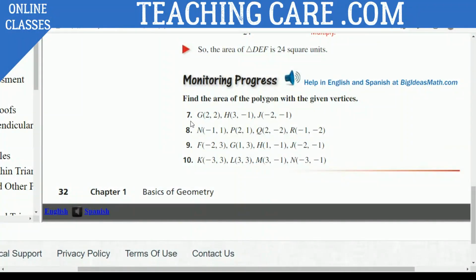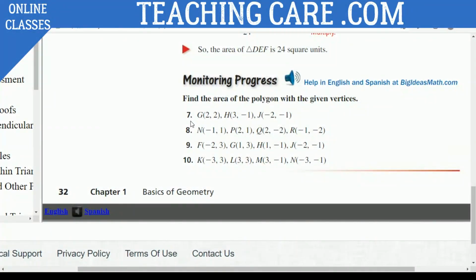Okay, next, can you try number 9? First see whether it is a rectangle or square. If it is a square, you know the area of a square formula, right? S squared. And if it is a rectangle, it would be base times the height.